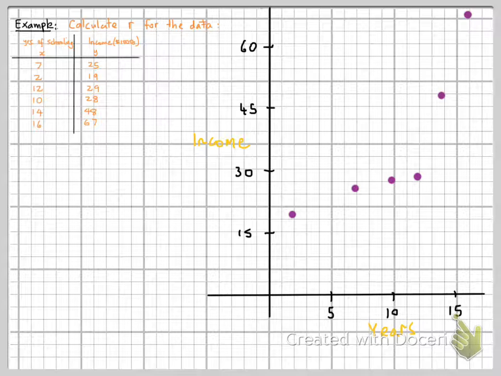If you put these points on a scatter plot on the x and y axis, you will have the scatter plot that we have here. You can see on the y-axis the income, and on the x-axis you have the years of schooling. You can see that the points seem to have a positive correlation, right? The more you go to the right, the higher the points seem to get, on a general level.